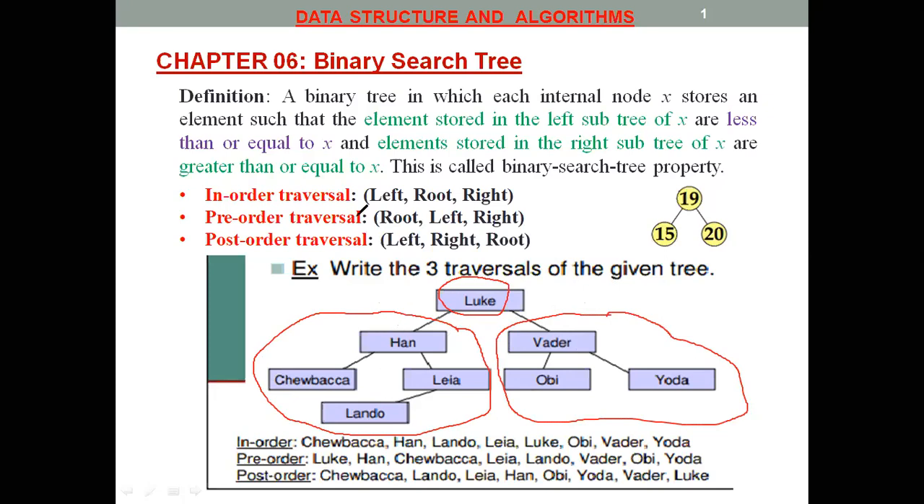So in order to write the in-order traversal, you have to solve the left side first. You must finish all the left side. Then after that, you write the root, and then you solve the right side. So this is the big picture. Here is the left side, and this is the right side.